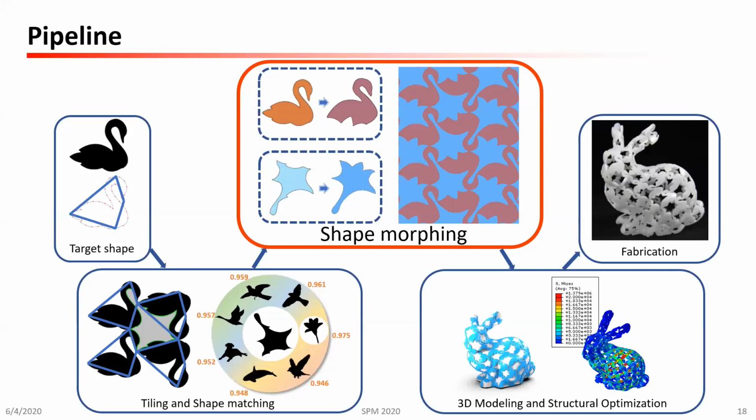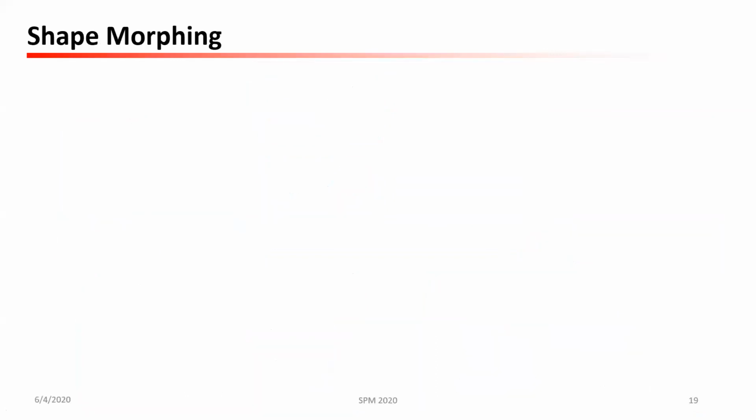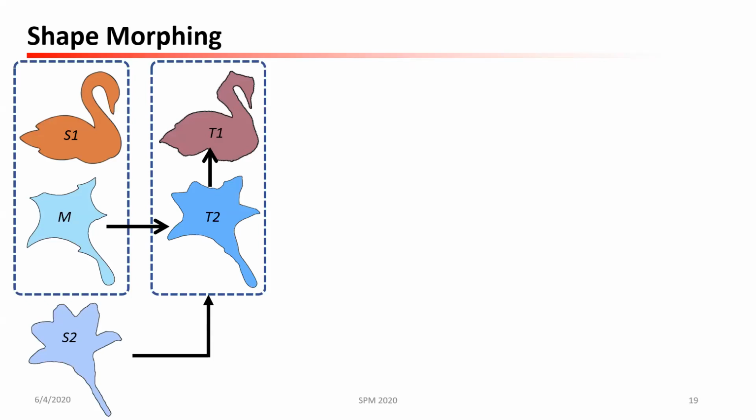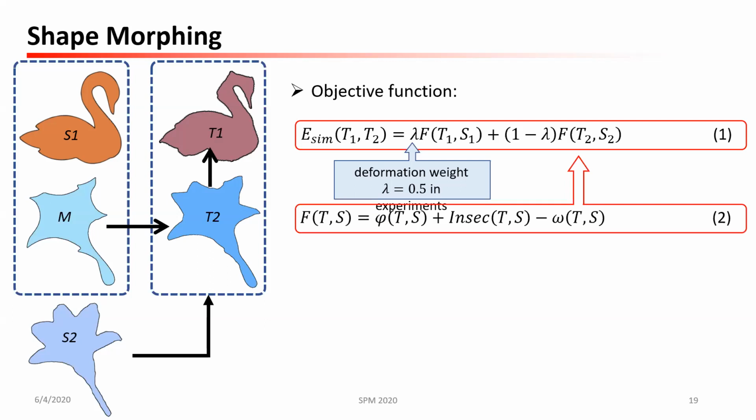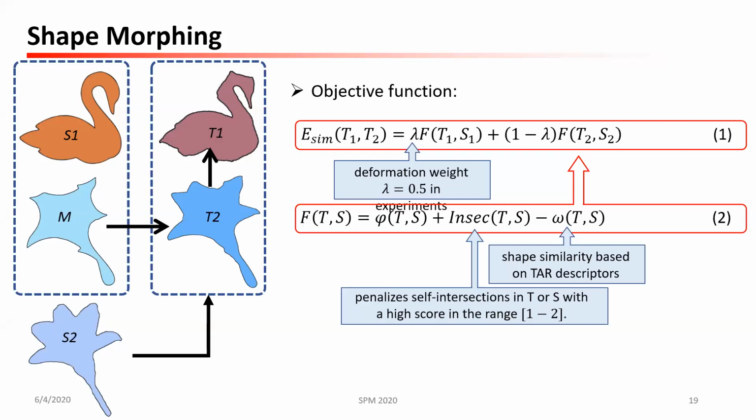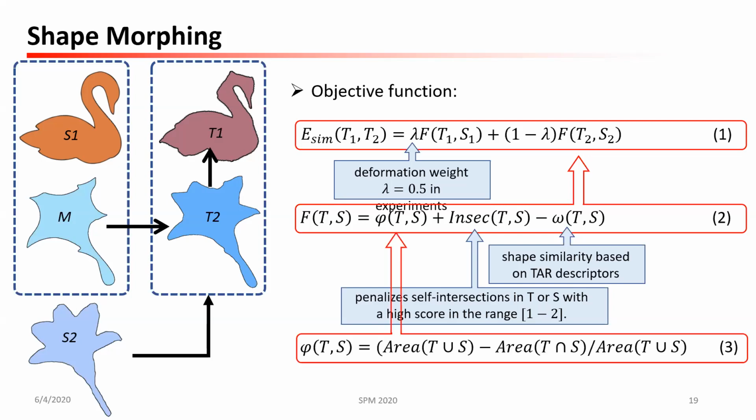Then we compute the final patterns by shape morphing. In this step, our aim is to find optimal transformations of S1 and M into T1 and T2. The objective function is: lambda is the deformation weight, and F measures the degree of deformation from S to T. Omega is a shape similarity based on TAR descriptors. E_int is a penalty term penalizing self-intersections in T or S. And phi_TS is the area function defined as follows.